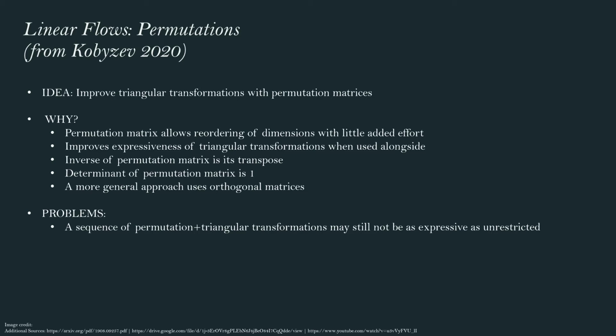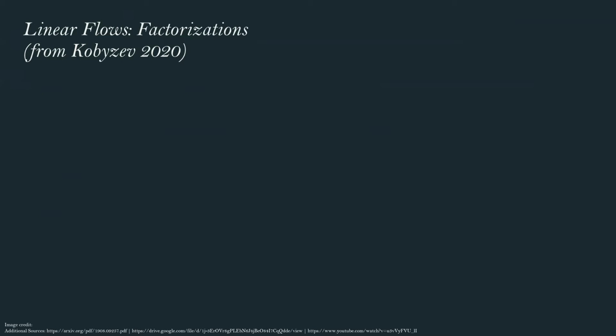But if we compose a whole bunch of these together, right, once again, that's the whole point of these flow models. You can take a bunch of very simple transformations. So permutation, triangular, permutation, triangular, permutation, triangular, and eventually you can build up quite a bit of expressiveness, right?